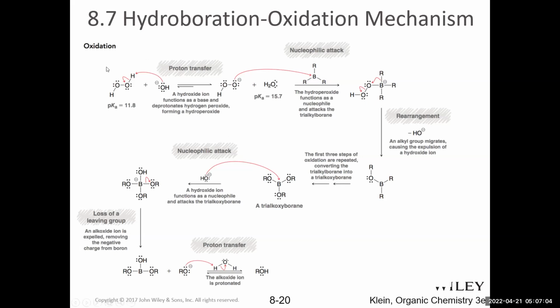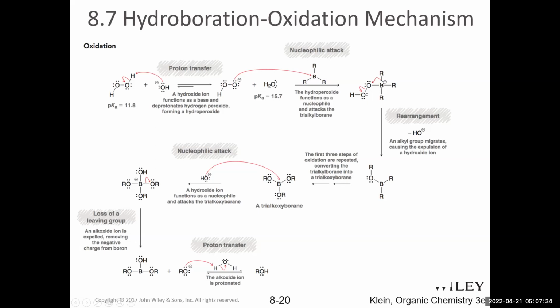So remember that in the second step, we're treating the alkyl borane with both hydrogen peroxide and sodium hydroxide. Well, sodium hydroxide can deprotonate hydrogen peroxide, making the peroxide anion. This oxygen is nucleophilic, and so it can attack the boron, leading to a boron that's negatively charged, which can then trigger a rearrangement.